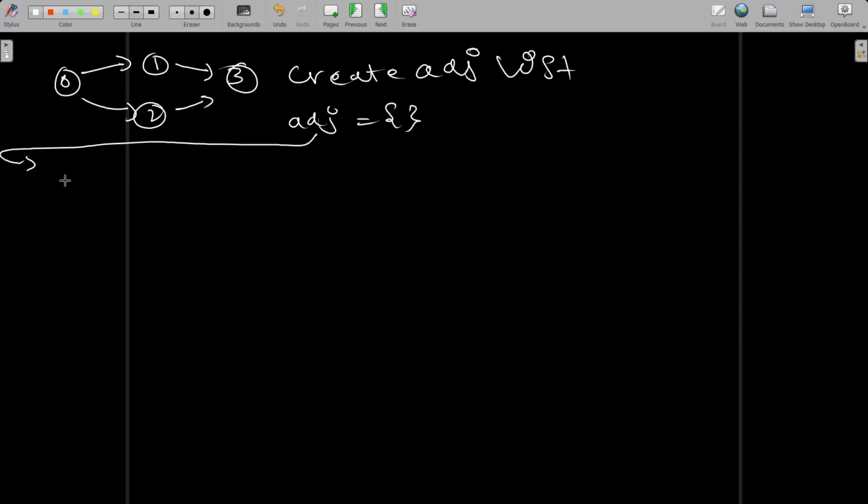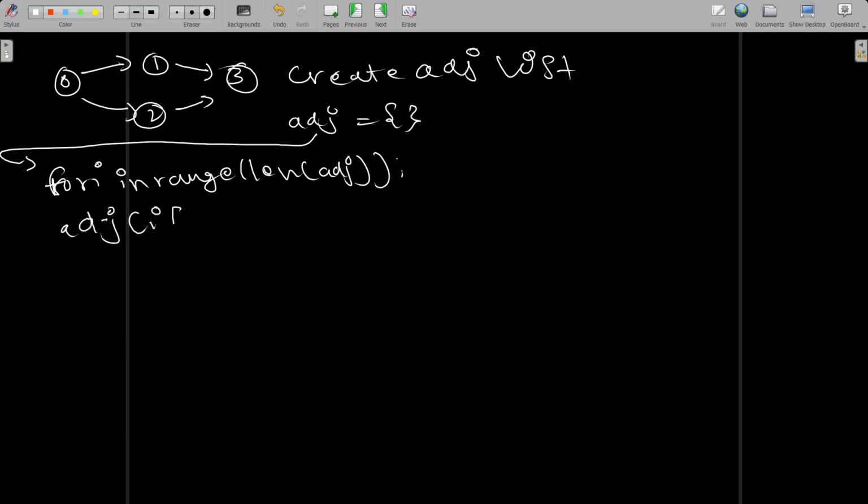in the dictionary is you'll do for i in range length of prerequisites, ADJ of prerequisites of i of 1 is equal to prerequisites of i of 0.